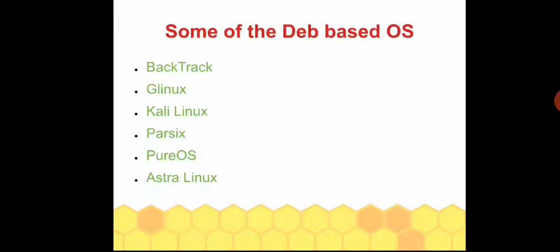Okay, now there are some Debian based operating systems available, something like Backtrack, Kali Linux, Parsix, PureOS, Astra Linux. So there are n number of Debian flavors, but I listed some for your reference. Ubuntu also comes under Debian based OS itself. It may be Deepin also. You have some operating system called Zorin. You have CentOS. You have Puppy Linux. So there are many operating systems, out of which I have listed some of them. Okay, so this much is enough for this video. You can figure out all these concepts.